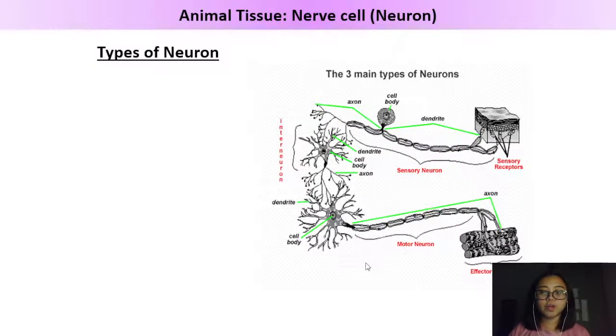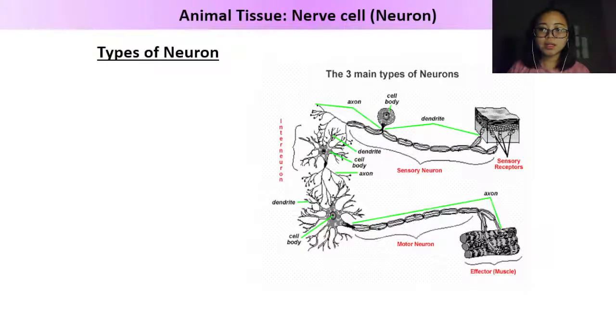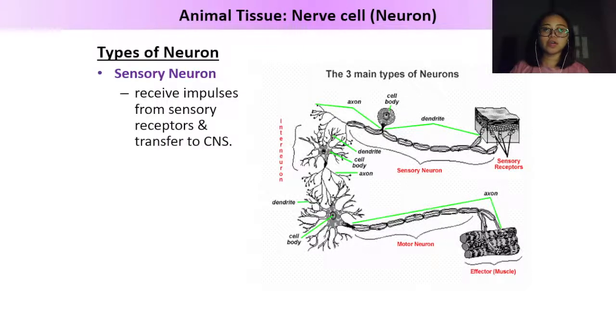Nerves, or we can call them neurons, can be divided into 3 main types, as you can see from this diagram here. So the first type of neuron that you can see here is sensory neuron. Sensory neurons, their function is to receive impulses from sensory receptors and transfer them to the central nervous system. So CNS here stands for central nervous system.